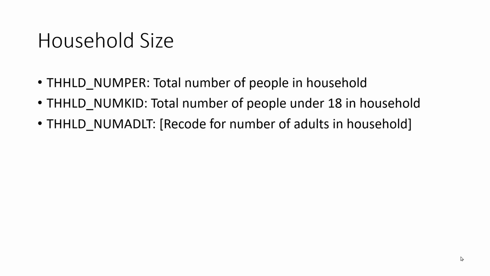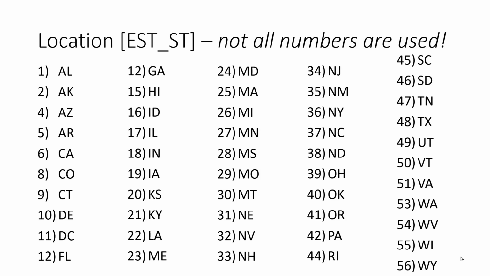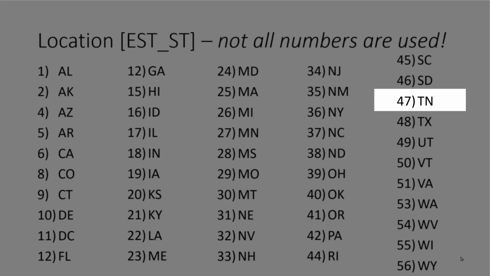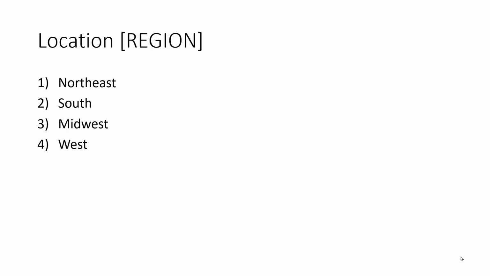Household size has 3 variables, 1 for the total number of persons, 1 for those who are under the age of 18, and then 1 that the census recoded themselves for the number of adults in the household. And then there are 2 variables for location. EST_ST is the state. Pay attention to Tennessee, which is number 47. We are going to be doing stuff with our home state. And then if you want something a little simpler, they've also recoded that into one called region, which is simply one of the 4 major census-designated regions of the U.S., Northeast, South, Midwest, and West.